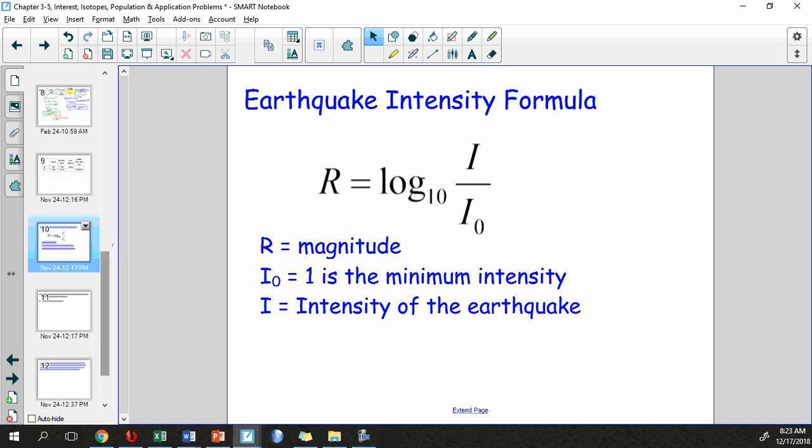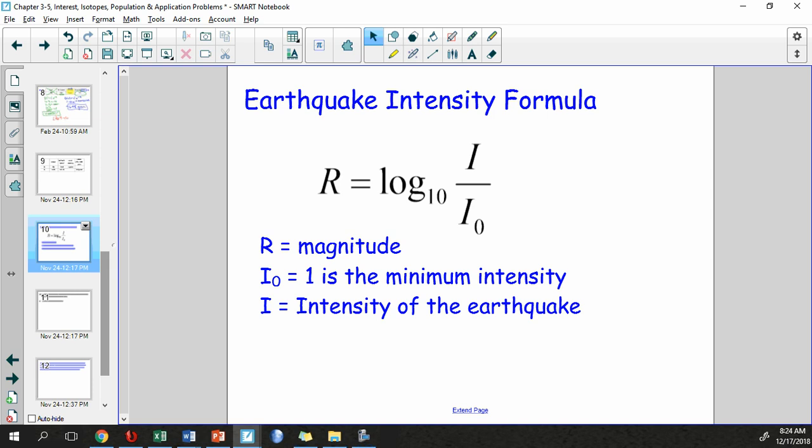Okay, we're going to skip down here. And if I have time, I'll come back and I'll do that other example. Okay, earthquake intensities. Earthquake intensities are pretty important concepts. Basically it tells you that R is the magnitude. I sub 0 equals 1 is the minimum intensity. So if you have an earthquake, the minimum it can be is 1.